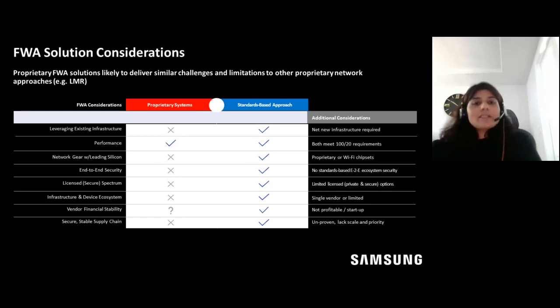While we can consider the performance equivalent for both proprietary and standard-based solutions, some of these issues I just mentioned are definitely food for thought when it comes to deploying FWA with standard-based versus proprietary solutions.